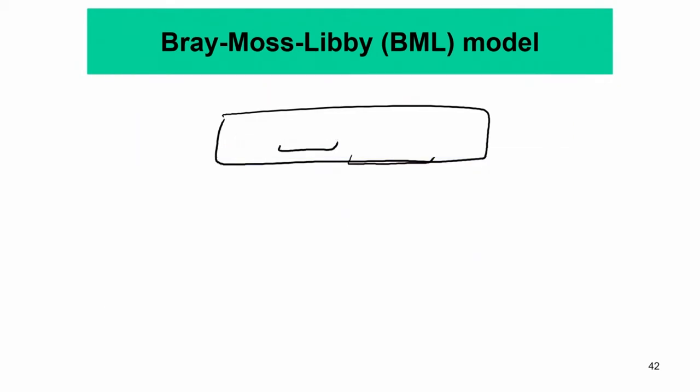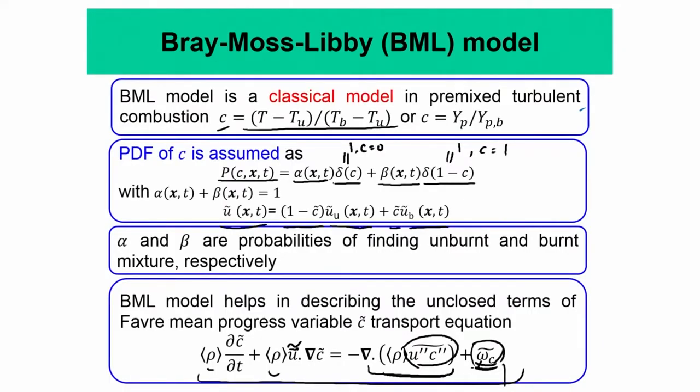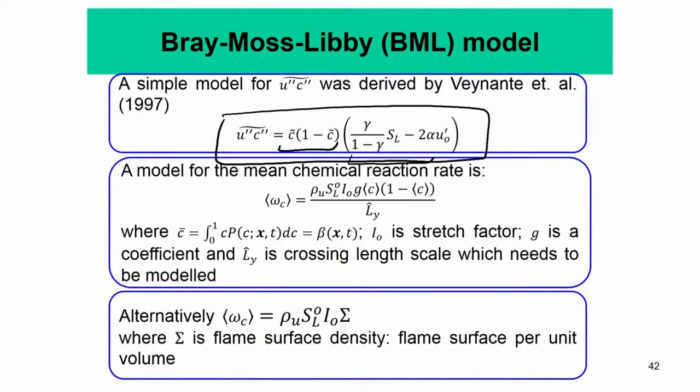Now, of course, you still need to close this term, that is the mean reaction rate, and that can be closed this way. This model was proposed so that omega c ensemble average is equal to the unburnt gas density times the planar laminar flame speed times the stretch factor times some constant g, a coefficient, and times c times (1 minus c) divided by L. So there are several parameters that have come in. Here I_0 is a stretch factor, g is a coefficient, and L_y is a crossing length scale which needs to be modeled.